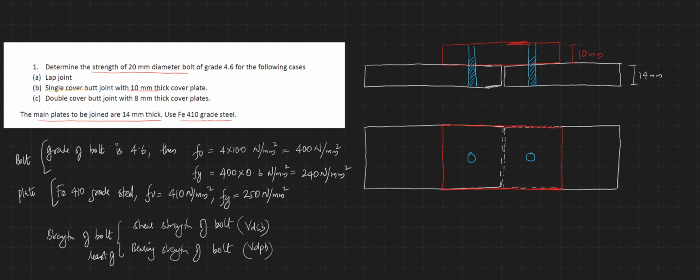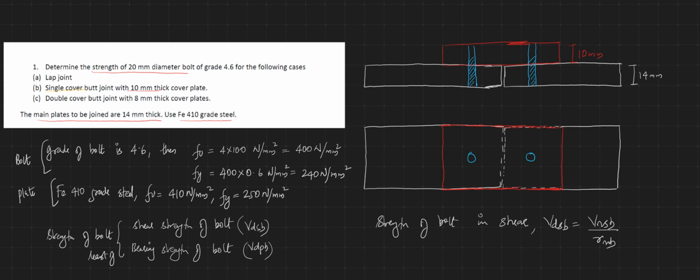You need the strength of the bolt here. Here also you can see there will be single shear and bearing. Considering the thickness for bearing, it will be the minimum of the aggregate thickness of the cover plate and the minimum thickness of the main plate to be joined. So here when you are calculating VDSB, it will be the same as that of the lap joint. For VDPB, the thickness will be reduced because here the cover plate being used is 10 mm. So you could write the strength of the bolt in shear here as VDSB equals VNSB divided by gamma MB.